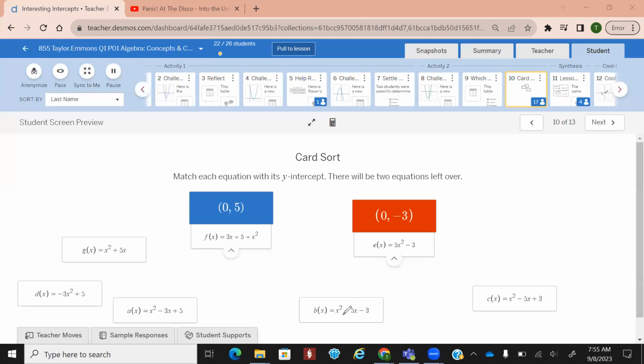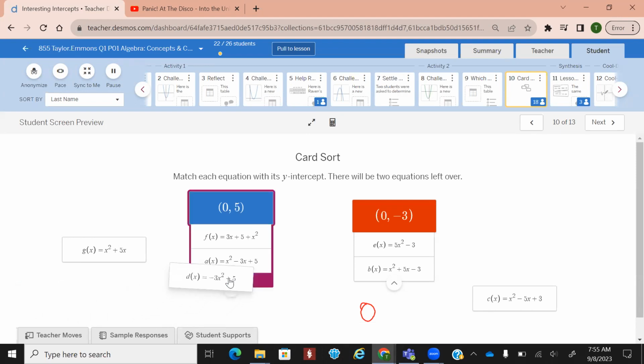If something is written in standard form, then whatever the value is at the very end, that's your y-intercept. So for instance, this guy is going to have a y-intercept at -3. This guy is going to have a y-intercept at 5.